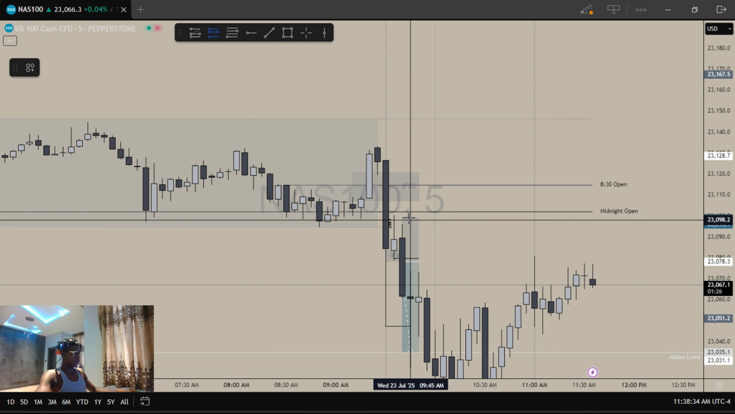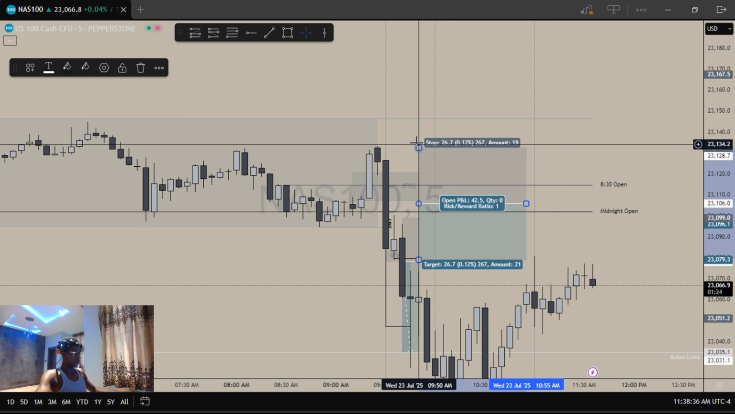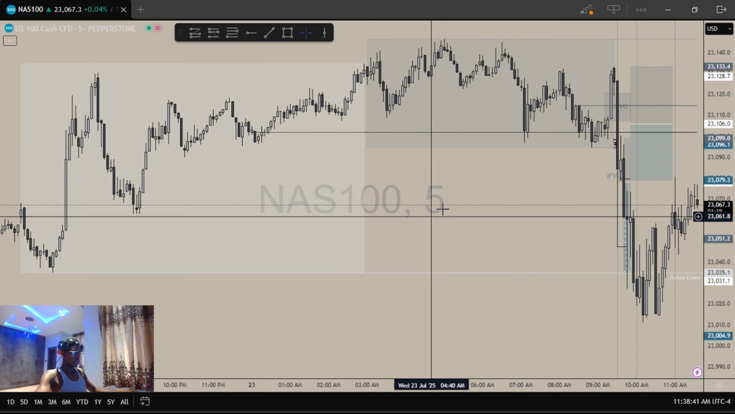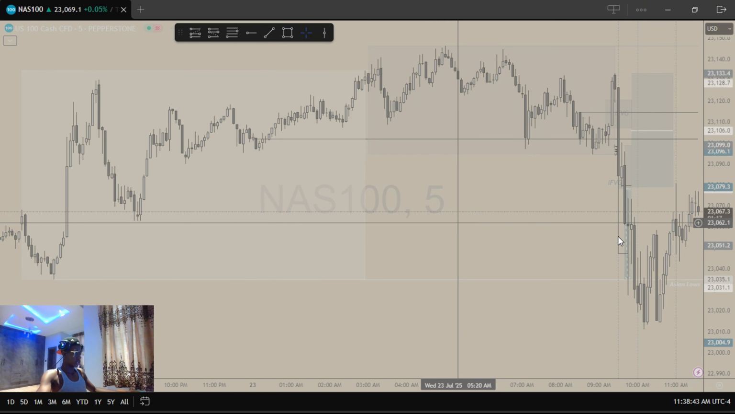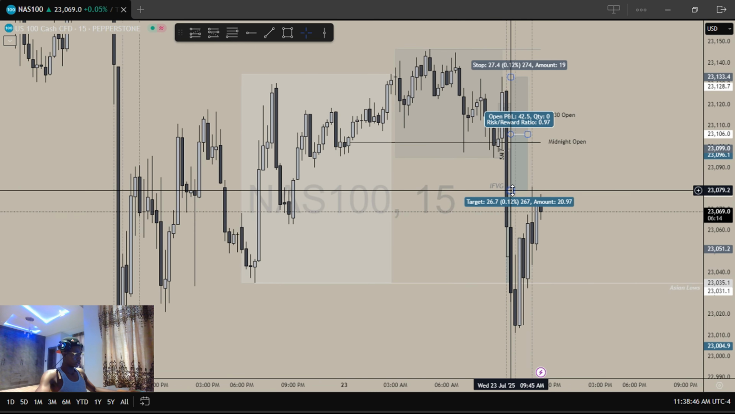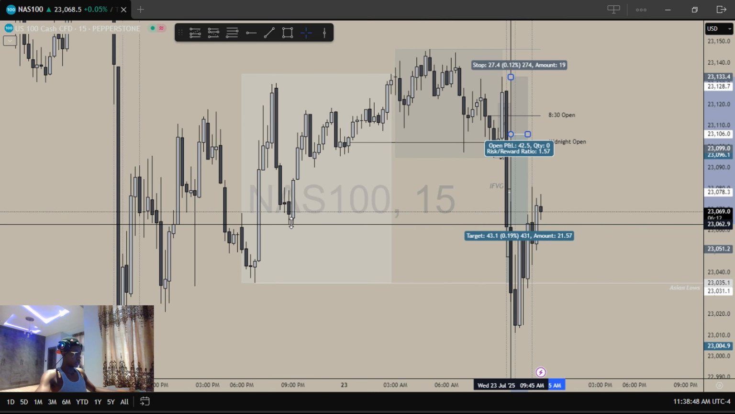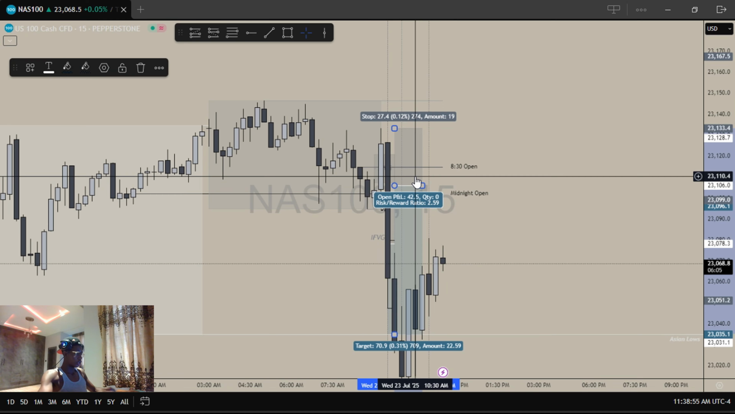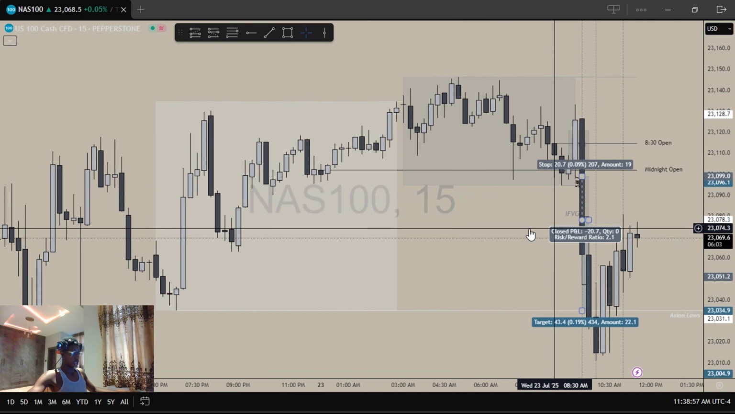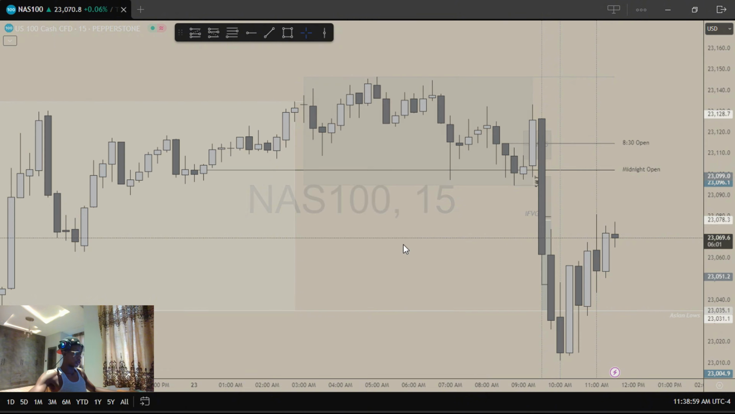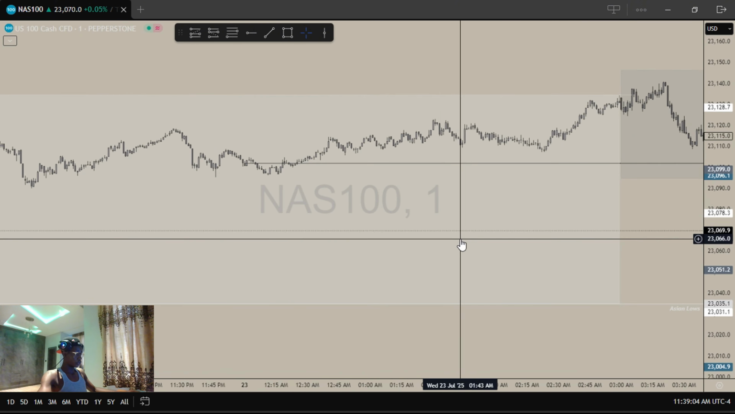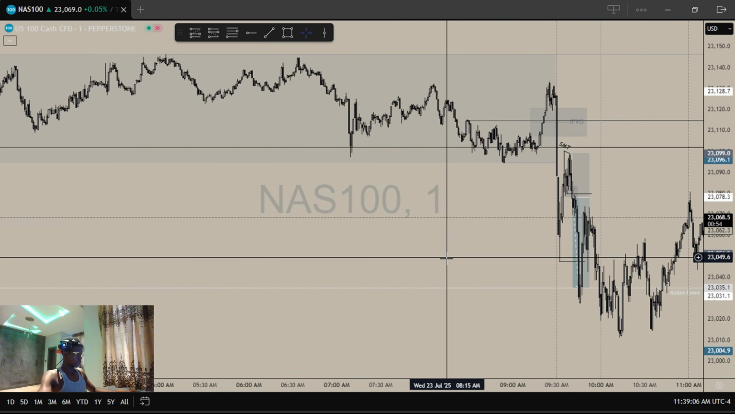I could just put my sell trade somewhere right here, with stops at this high. My first TP would be at this 15 minute draw on liquidity, which is right here. This 15 minute draw on liquidity will be my first take profit, and then my second and last take profit would be the Asian lows right there. So I ended up missing out on this trade, and then I waited for another setup to form, and this was it right here.